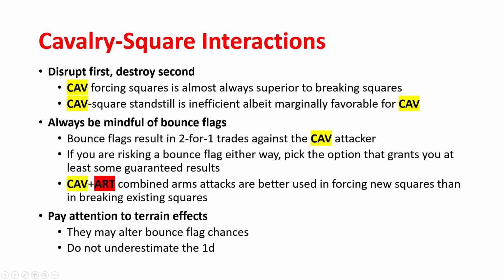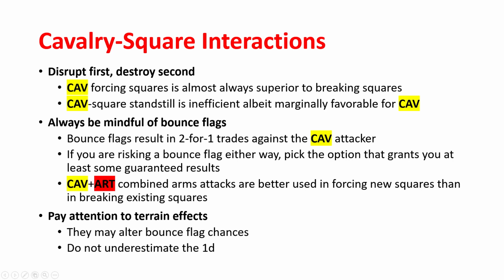Okay, here's a summary of what we have talked about so far. In cavalry square interactions, the goal of the cavalry should always be to disrupt first and destroy second, which means that cavalry forcing a new square is almost always better than breaking an existing square. Disabling a new unit and taking away the new command card is often far superior to having the cavalry inefficiently deplete itself trying to win a war of attrition against a square.